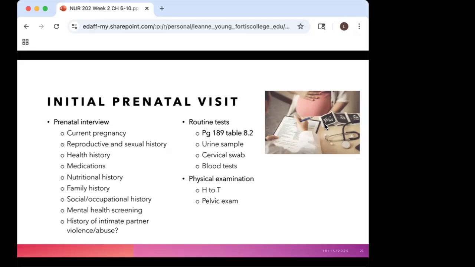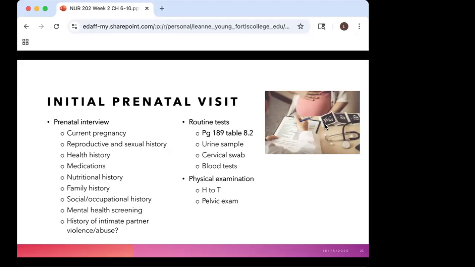Routine tests. There's a really good table that goes through each one on page 189. I'm hoping it's the same for you guys. It goes through each test that we do, what week of pregnancy they're usually done at, and what they entail and what they're testing for.